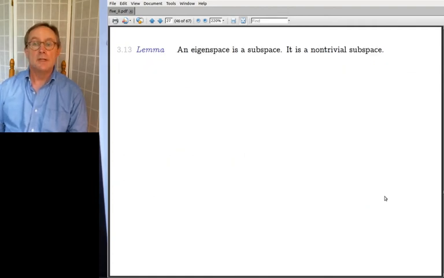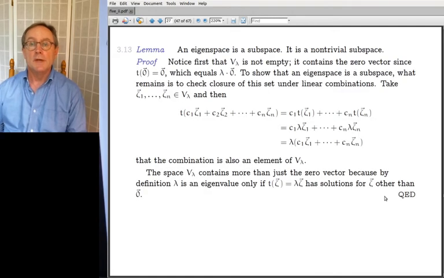So the lemma is that an eigenspace has got to be a subspace. I mean, we've done now, I don't know, half a dozen examples, and it's been true in every one of the examples, so it can't be a surprise, but anyway. An eigenspace is a non-trivial subspace. And the proof is, you have to note that V sub lambda is non-empty. It contains the zero vector for the obvious reason.